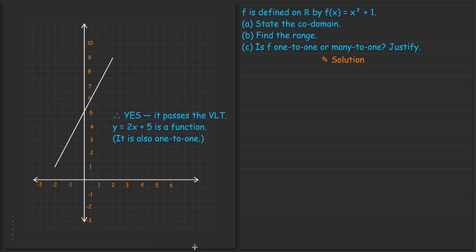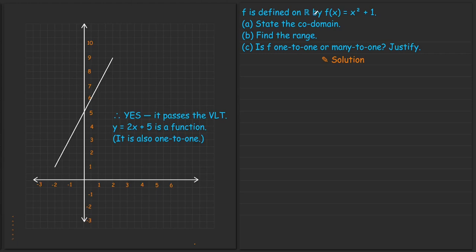For our third question, what do we have? It says f is defined on R by f of x equals x squared plus 1. We have to state the codomain of this function. Secondly, we have to find the range. And then C says is f 1 to 1 or many to 1. We have to justify.